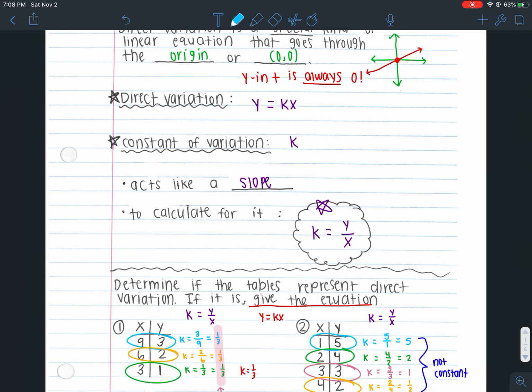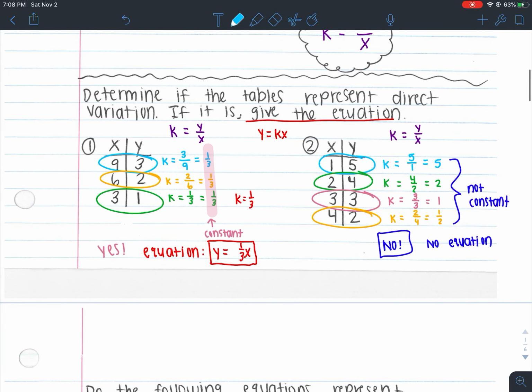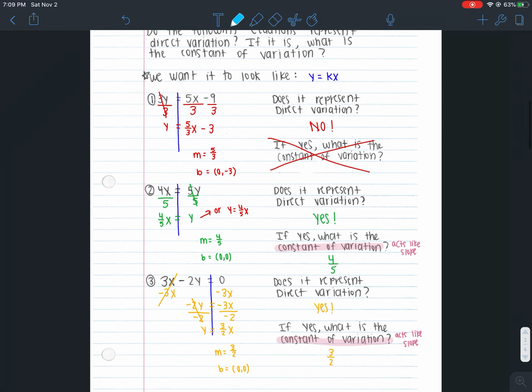So if they say to find k and they want you to write an equation, sometimes you just have to find the slope. Okay? Now, if it says to determine if it's direct variation, that's when you have to do the tests, right? So you know that the formula for k is y divided by x. So that's when you would take your y and divide it by the x and see if it's constant. And if it's not constant, then it can't be the constant of variation, so it's not direct variation.